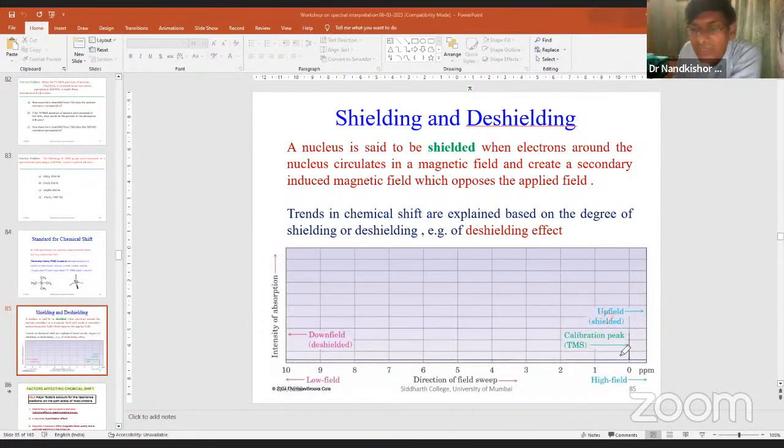And if the peaks are going away from the zero, that is what we call downfield. Downfield means, now understand what exactly the meaning of this is. Downfield is also called deshielded, and this is what we call shielded. When the peaks are observed away from the zero, we call that downfield. That means the required magnetic field for the resonance will be less.